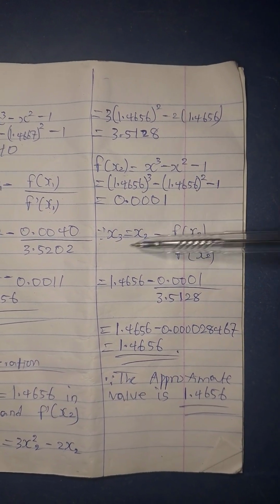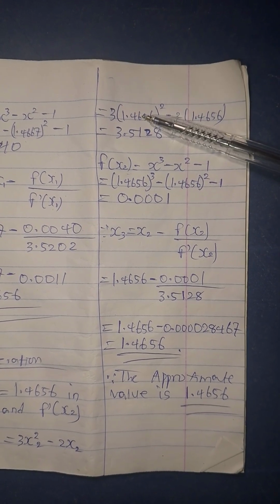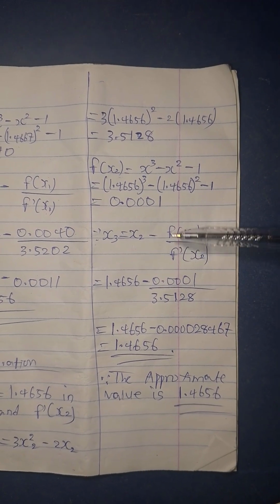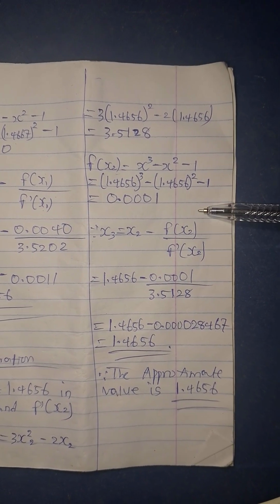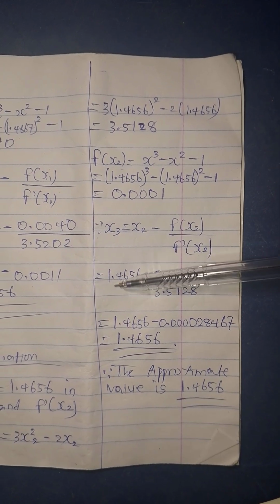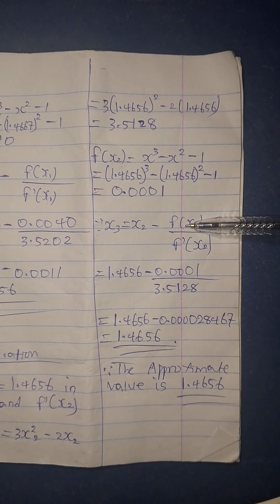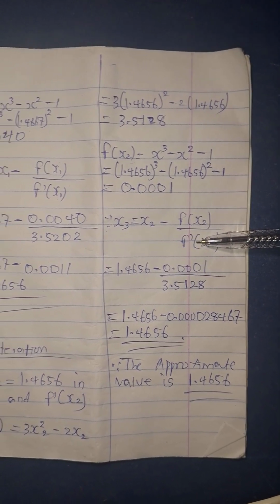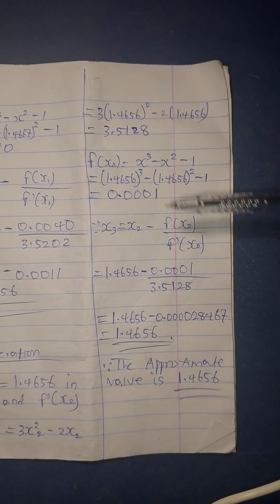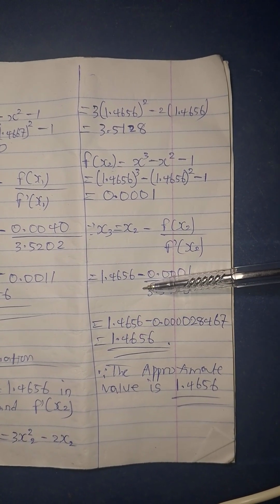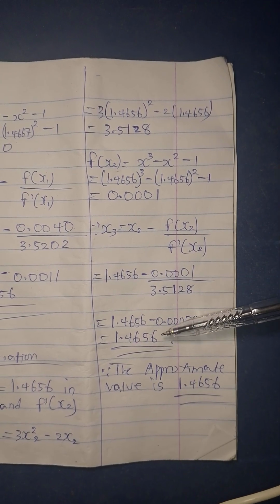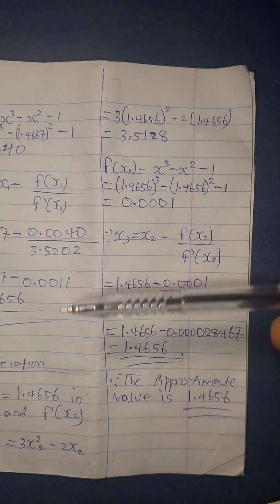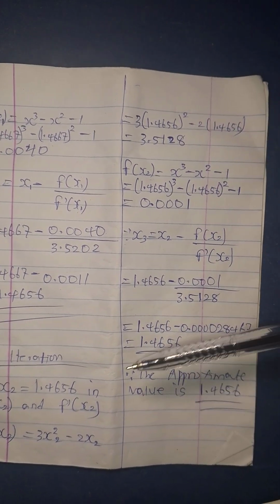Now put the values of x2, f prime(x2) and f(x2) in this equation. So we have that x3 will be equal to x2 minus f(x2) over f prime(x2). So that becomes 1.4656 minus, now the value of f(x2) is 0.001, and the value of f prime(x2) is equal to 3.5128. That becomes 1.4656 minus this divided by this, which will give me 0.0002847. If you subtract this, I'll have 1.4656, and this is the final answer.